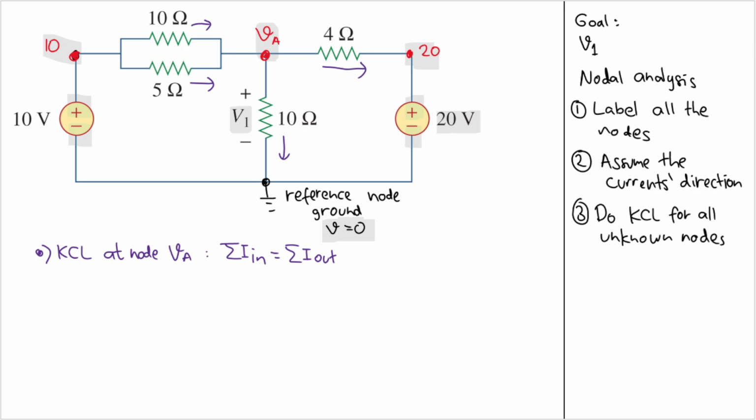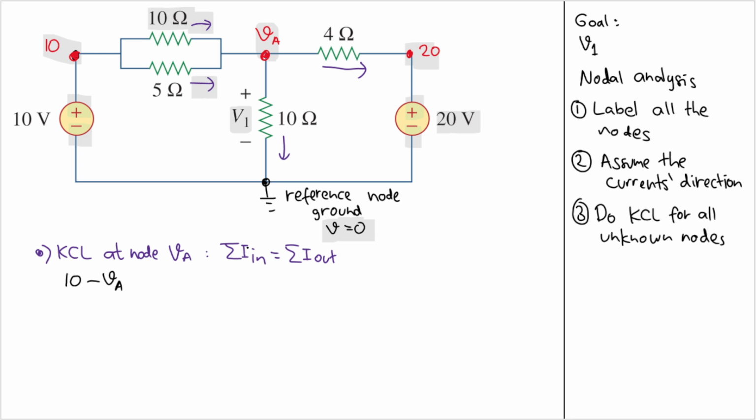There are two currents that go in, right? This one and that one. All the other currents are going out. For the first current, the current that passes through this 10 ohm resistor, we can calculate it using Ohm's law. The current came from this node, so I will have 10 volts, and then the current goes to VA, so I'll have 10 minus VA.